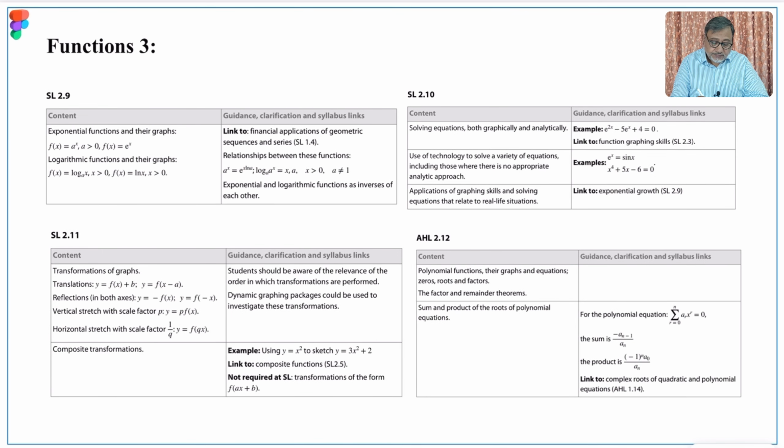Then exponential function, a raised to x and e raised to x. You know about it. So which one will be giving you growth and which one will be giving you decay, that also I will discuss. Then transformations, this is an important part. I am going to solve a past paper question on transformation so that you understand it well.